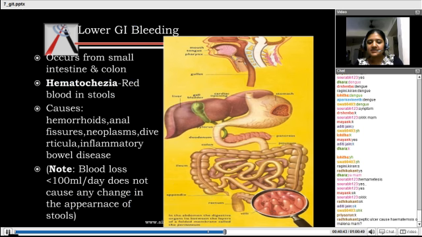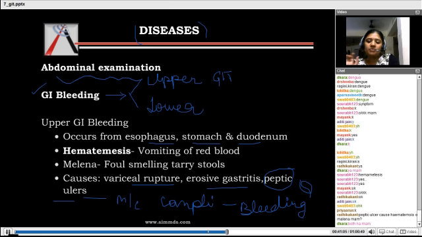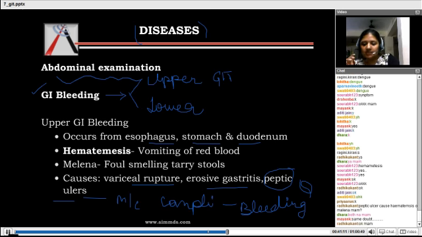Right. Next, lower GI bleeding. Actually, it can cause both. It can cause both. It actually depends upon the site. See, peptic ulcer is a broad term that is given for ulcers which are present in the duodenum, your stomach. Peptic ulcer is a broad name given for ulcers present in the stomach, duodenum, intestine, etc. So it's actually based on the site.